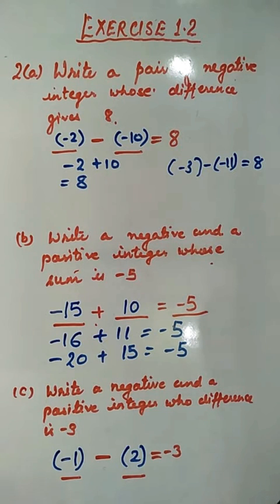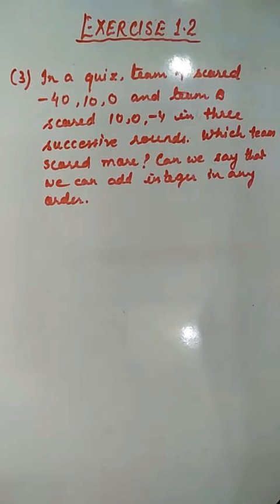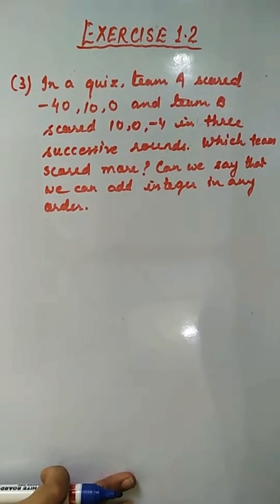So this is the second question. All the parts I have solved. Do it in your copy. Now come to question number 3. In question number 3, it is given that in a quiz, team A scored -40, 10, 0 and team B scored 10, 0, -40 in 3 successive rounds.